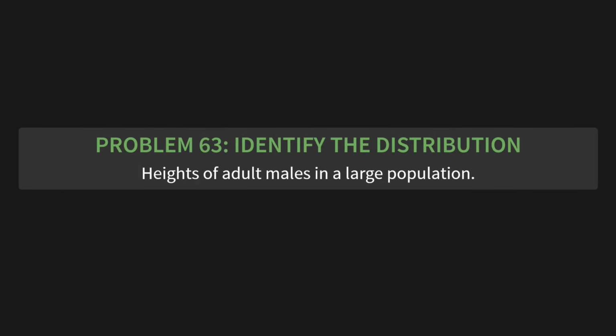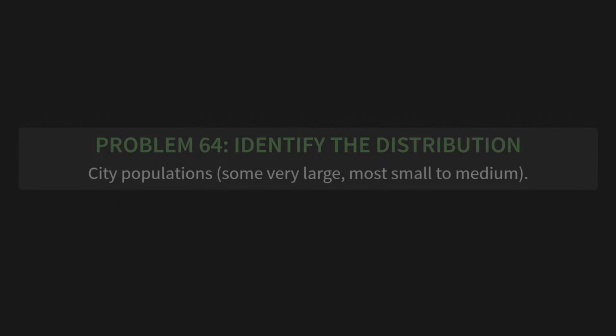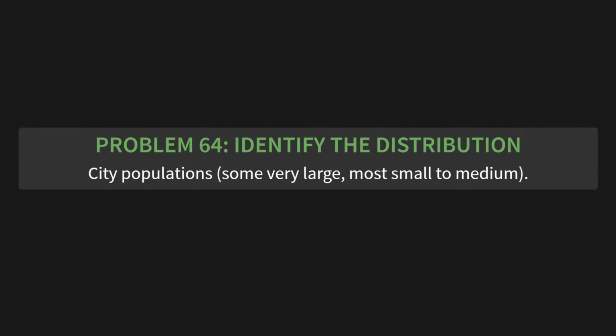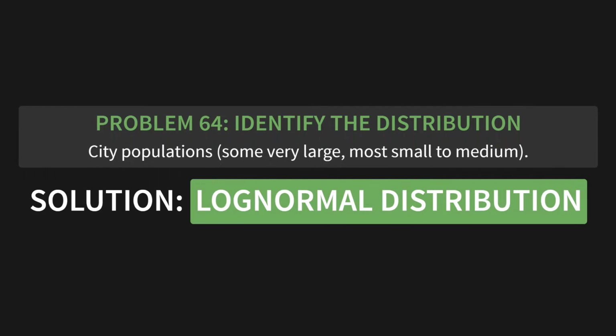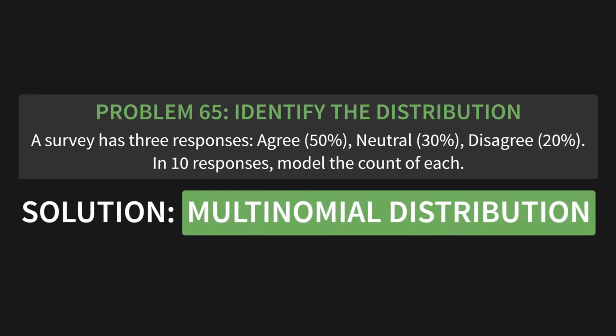Heights of adult males in a large population. Normal distribution. City populations. Some very large, most small to medium. Log normal distribution. A survey has 3 responses. Agree 50%, neutral 30%, disagree 20%. In 10 responses, model the count of each. Multinomial distribution.